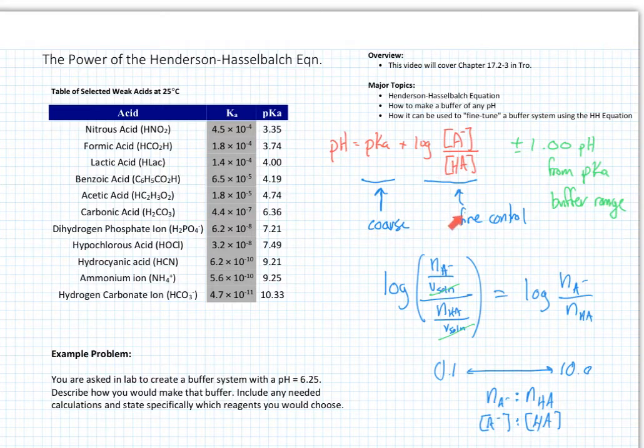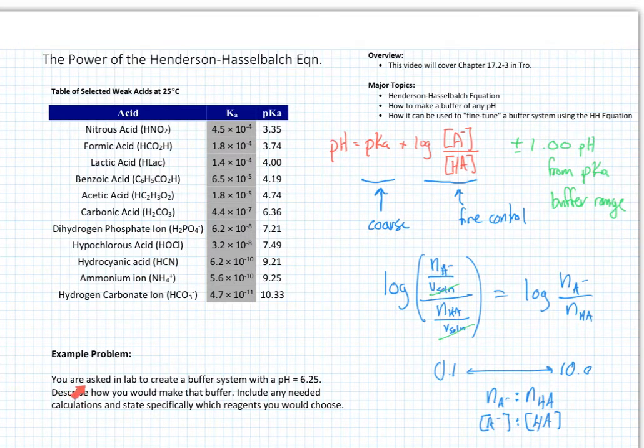Okay? So basically this powerful equation lets us dial in close to the correct pH by using an acid that has a pKa near the value we want. And as you can see, it can be acidic, but it can range all the way up into the basic. I can have ammonium ions, which has a pKa of 9.25. So we can have acidic or basic buffers by choosing this coarse value and then dialing in the exact value using the fine control. All right, so we're going to take a look at an example problem and show you how to do that.